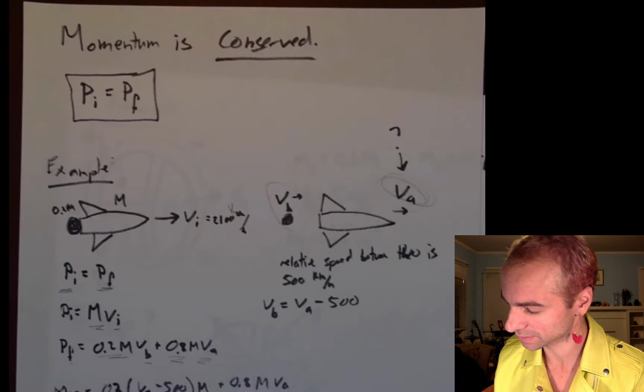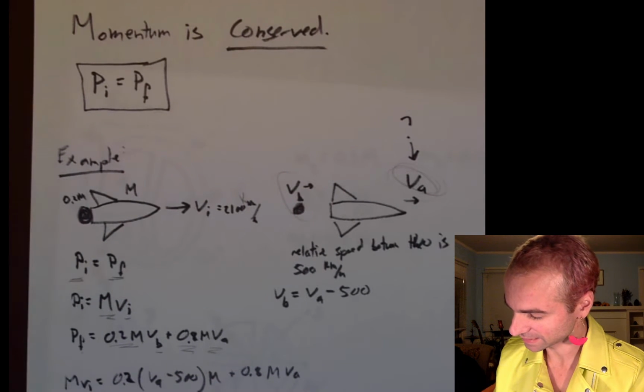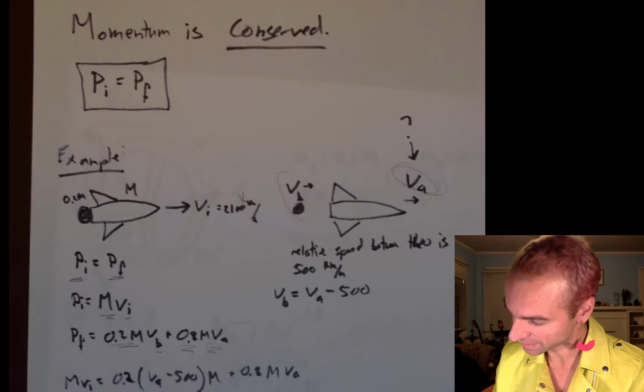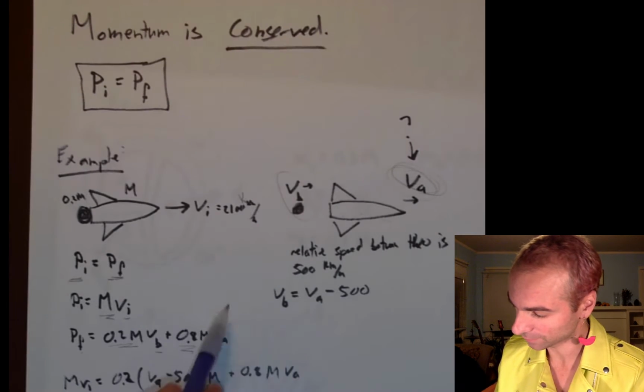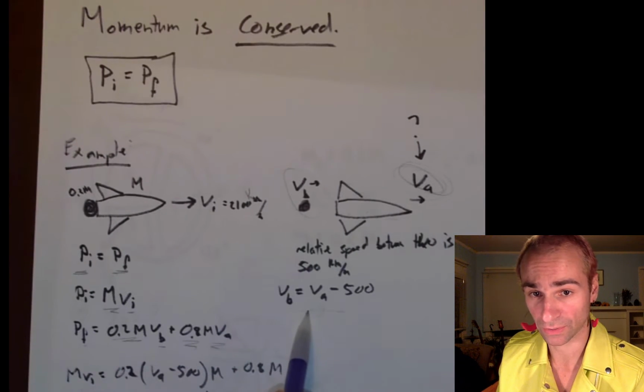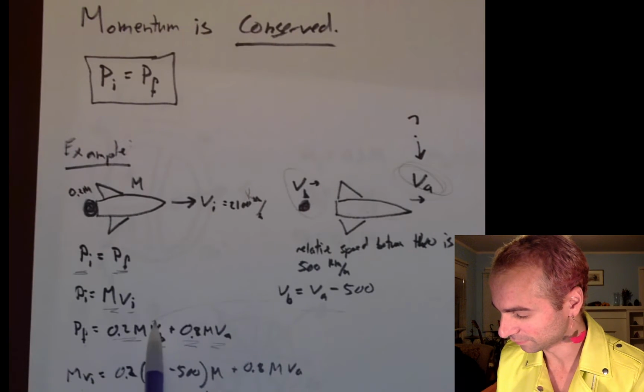So we can put some numbers into this. We state it as M V initial, and then we get 0.2. We plug in from here. If we take this equation here, we plug it in for V_B.